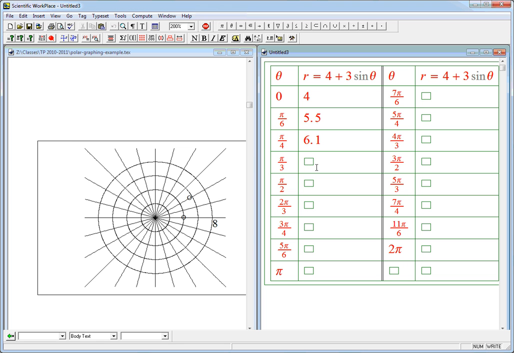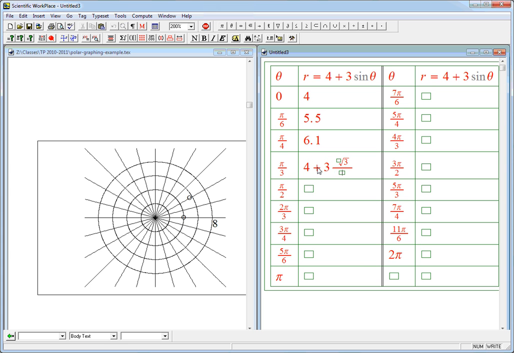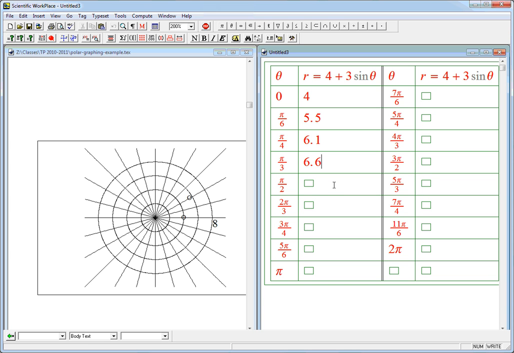Let's just do a couple more, though. This is going to be 4 plus 3 root 3 over 2. And when you evaluate that numerically, it turns out to be 6.6-ish. And then pi over 2 is nice and easy. Sine of pi over 2 is 1. 4 plus 3 is 7. Okay. So what we can see is that it's going gradually outward, and it ends up at 7 units away when it's in the vertical direction. Theta is pi over 2, r equals 7. It's going to be up here between the 6 ring and the 8 ring.